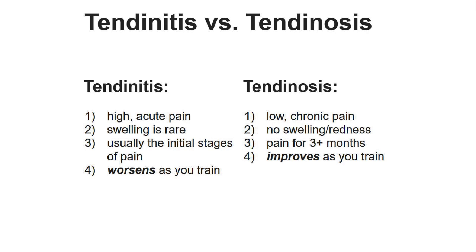So with tendinosis, it's more of a low pain. It's chronic pain, so greater than 3 months, but you don't see a lot of redness or swelling. And the interesting thing about tendinosis is it starts to feel better as you train. And again, there is overlap too. There's kind of a middle stage as well. But I just want to express this so you know how to approach it when you do have an injury. Tendonitis is more of an inflammatory condition. Tendinosis is more of a chronic disorganization of the tissue that needs to be addressed through loading.